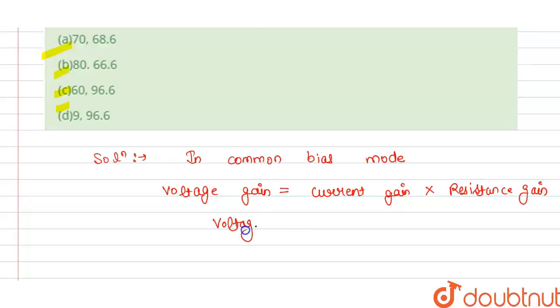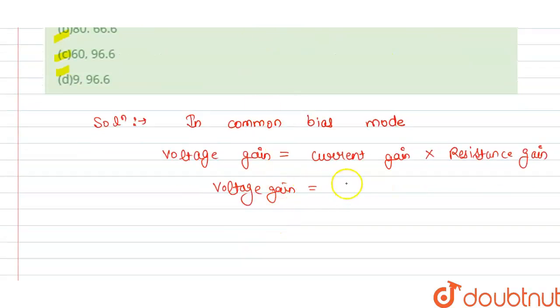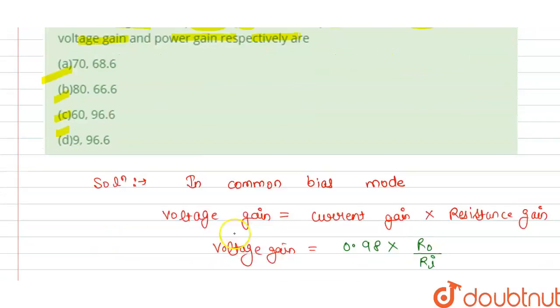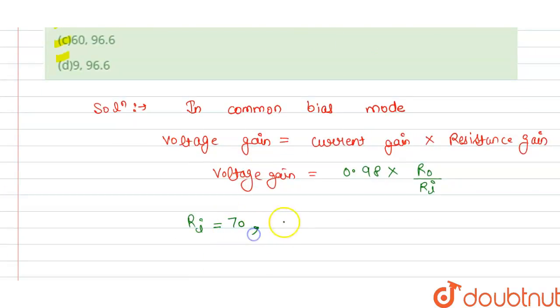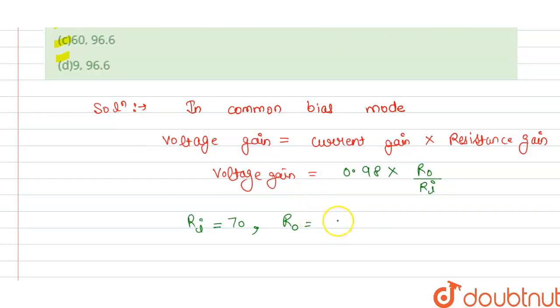Voltage gain is equal to current gain. It is given to us. Current gain is 0.98, so we can put the value here, 0.98, and we have the resistance gain. We know that resistance gain is output resistance divided by input resistance. The input resistance is given to us as 70 ohm, and the output resistance is 5 kilo ohm, so we can convert it into ohm as 5 into 10 power 3.